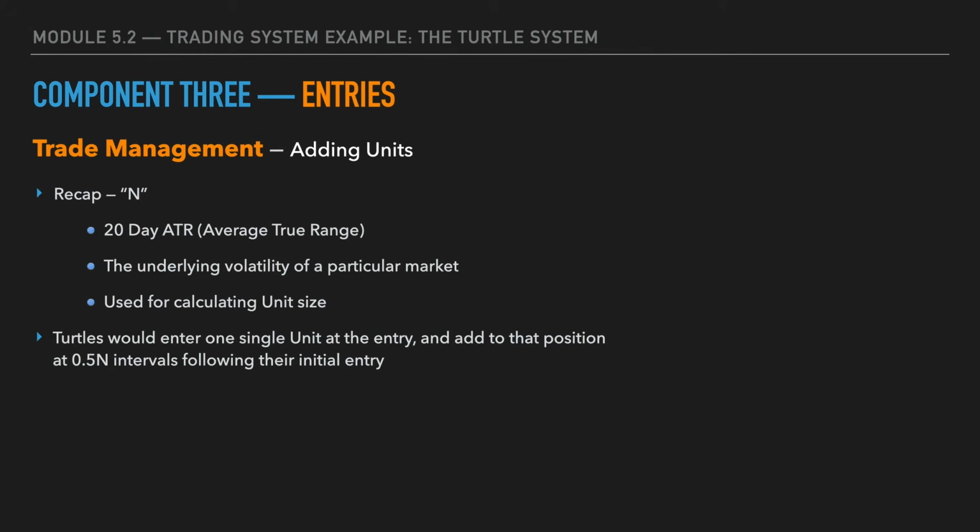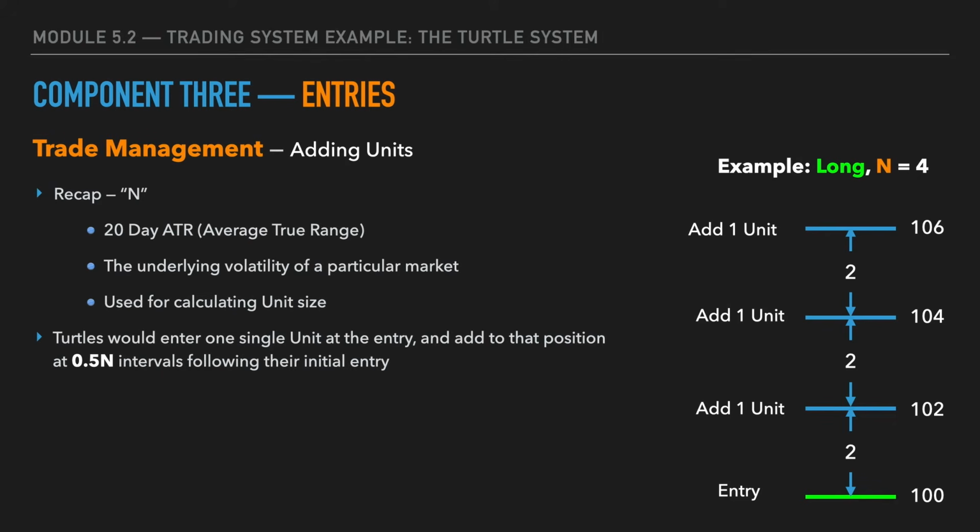So I will give you an example. This is how it looks. If the entry price is $100 and the value of N is 4, so the 20-day average true range value is 4, then when the market moves up by $2, which is half the value of N, the turtles would add 1 more unit. They will repeat the same process until the position reaches the maximum limit, which is 4 units.